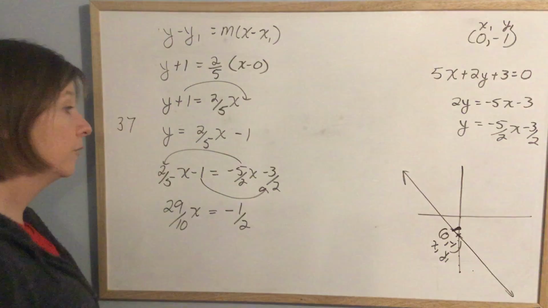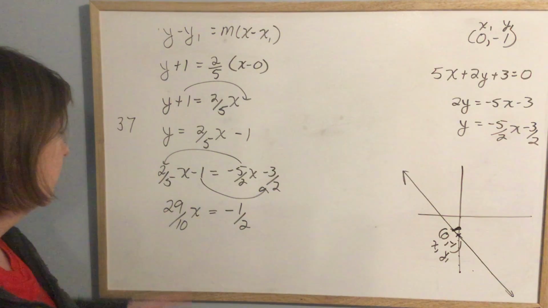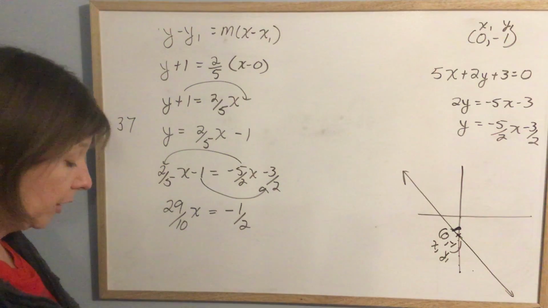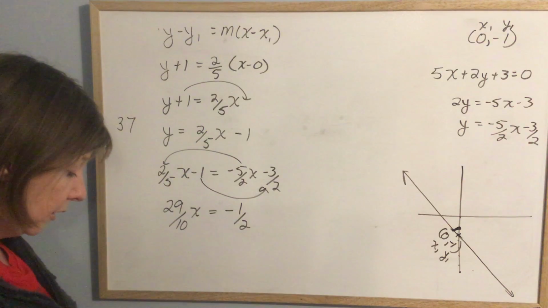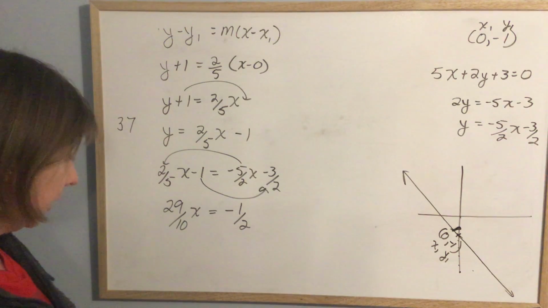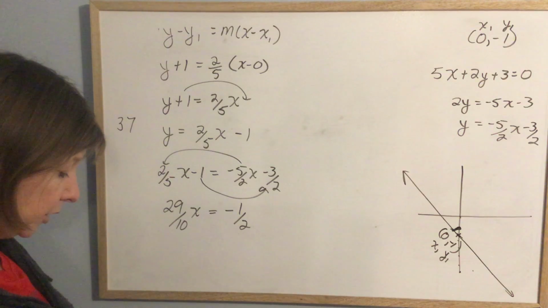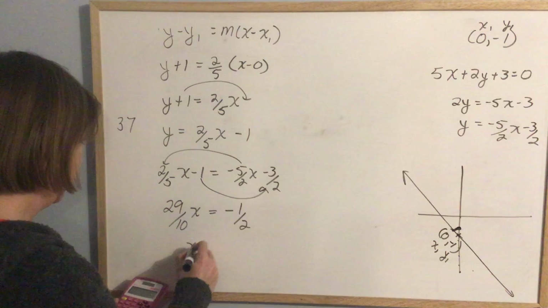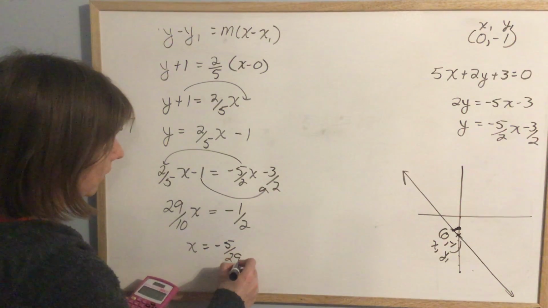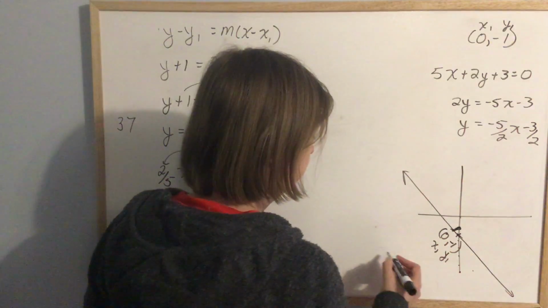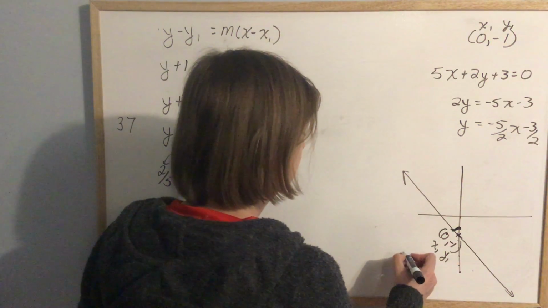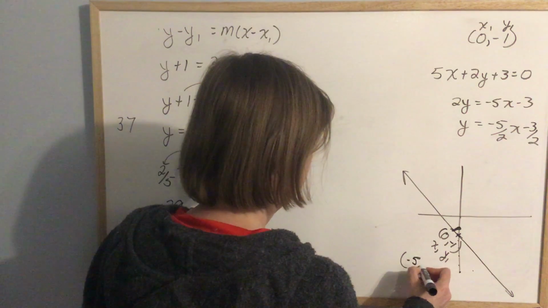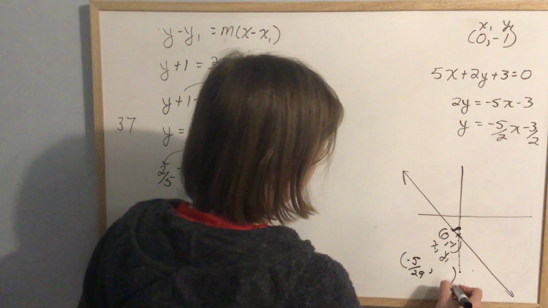That is negative 1/2. So I'm going to divide this side by 29 over 10, because right now I'm multiplying it with the x. So negative 1 over 2 divided by 29 over 10 gives me a terrible number, negative 5 over 29, which is terrible. So my x2 is negative 5 over 29, icky.